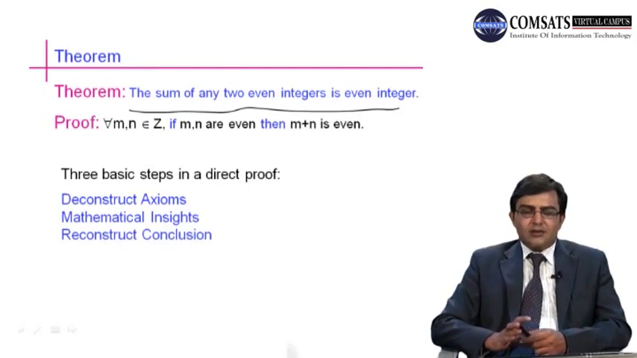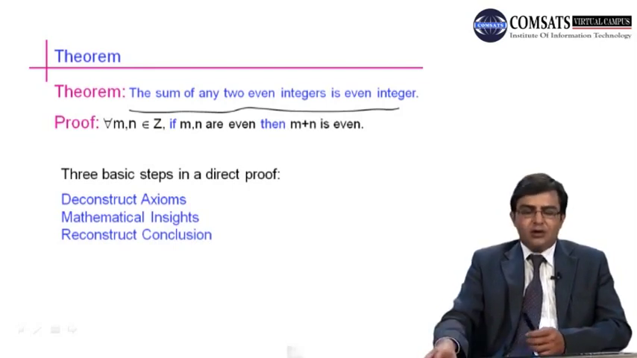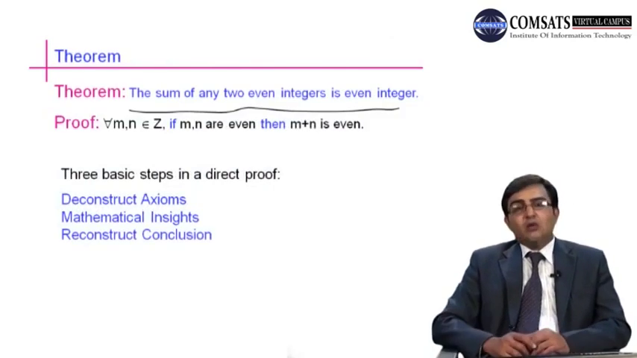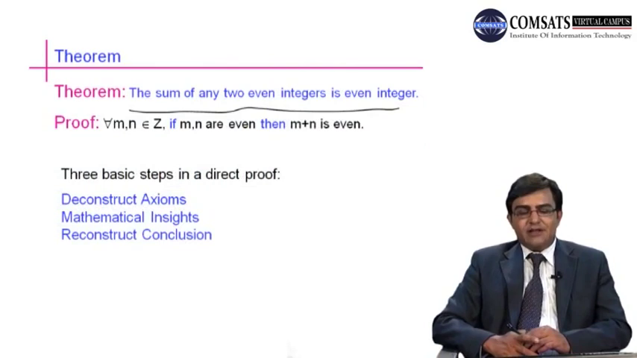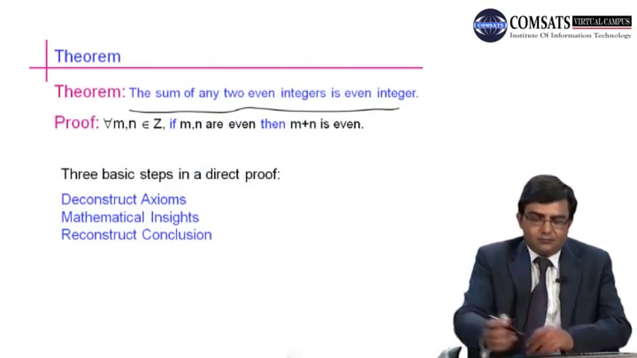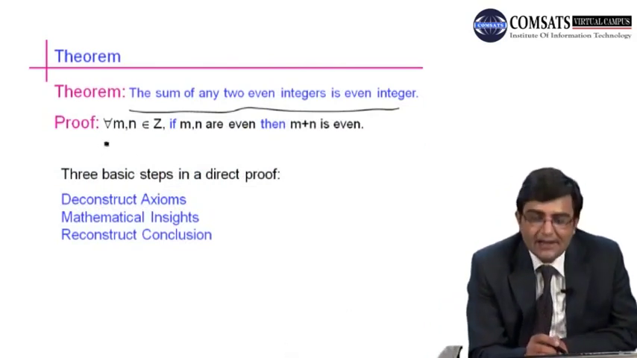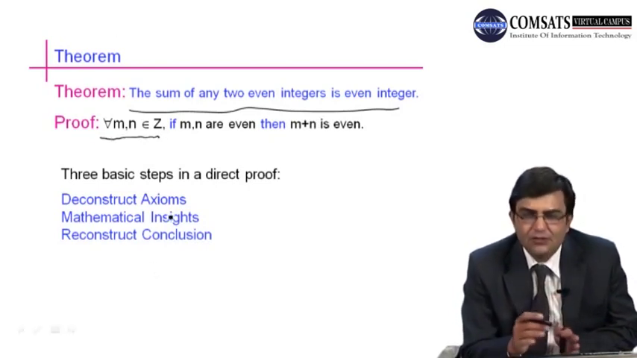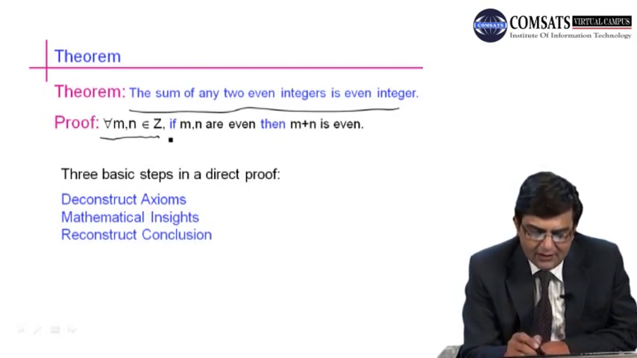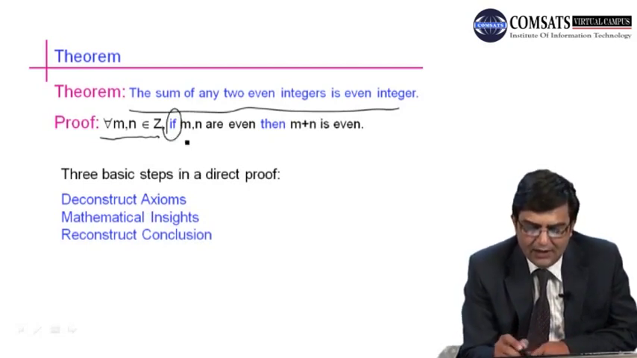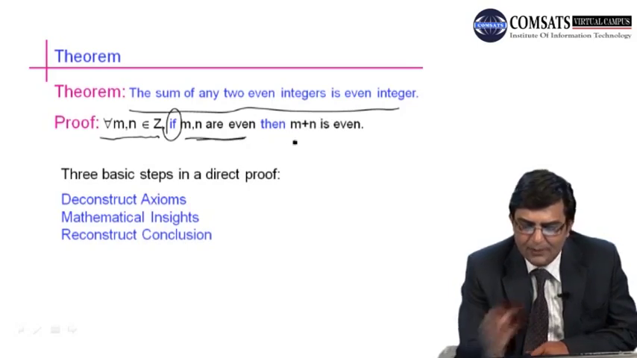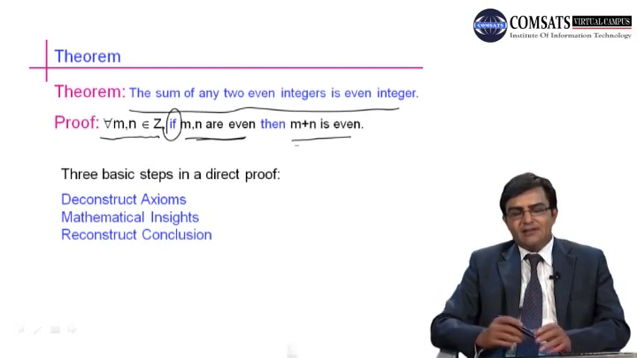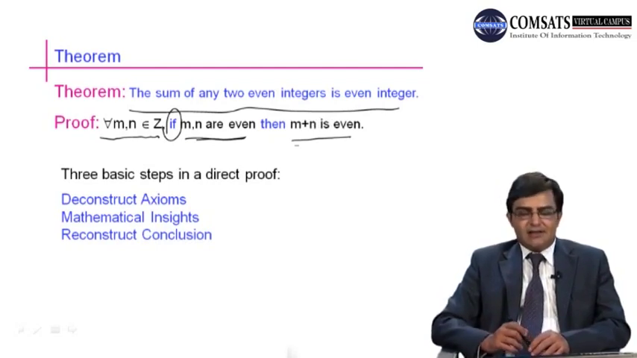So according to the broad method of the direct proof, first of all, we shall try to write the given statement into a universal conditional statement. So we write it as, for all m, n belongs to Z, meaning for any two integers, if m, n are even, then m plus n is even. So this is how we can translate the given statement into a universal conditional statement.